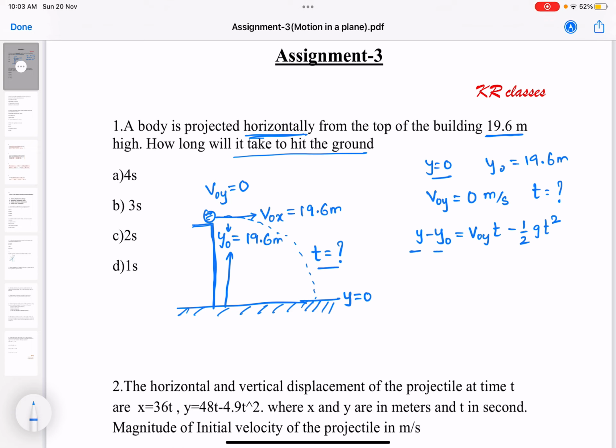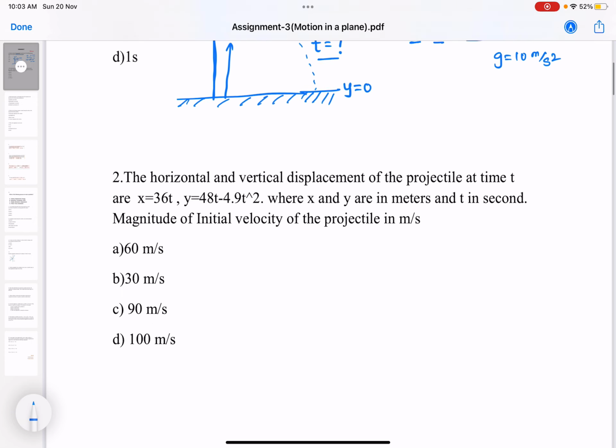He has given y, y0, and v0y. We take the g value as 10 meter per second square. So the unknown is only time, so you can find this. Okay. Next, second question.